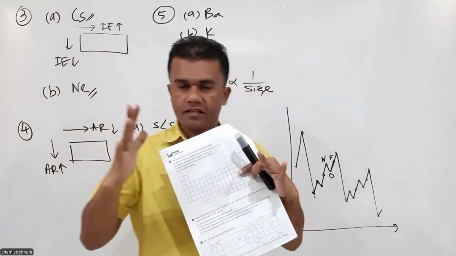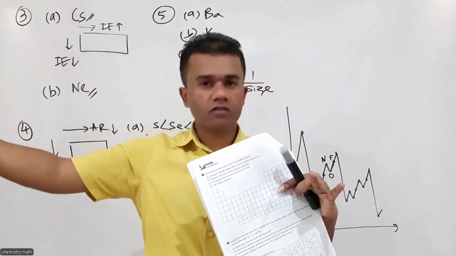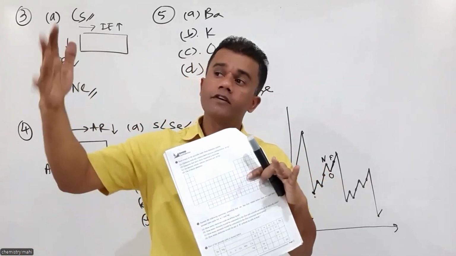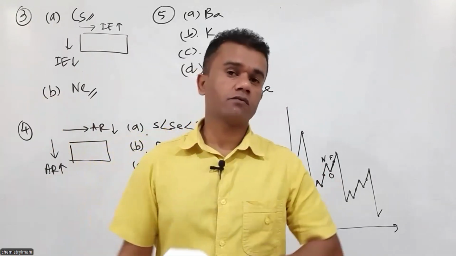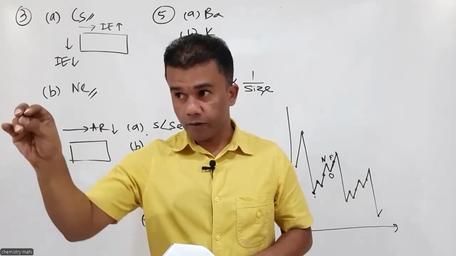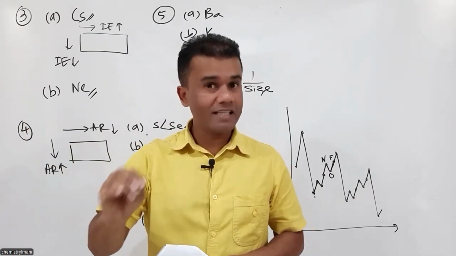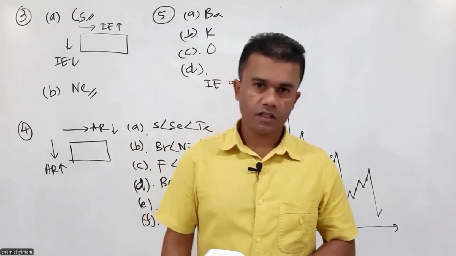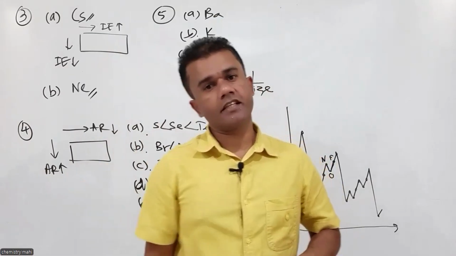When the size increases, the electron goes away from the nucleus. When the electron goes away from the nucleus, the attraction is very weak. If the attraction is weak, you have to supply less energy to break that weak attraction and remove that electron. So as the size increases, ionization energy decreases.